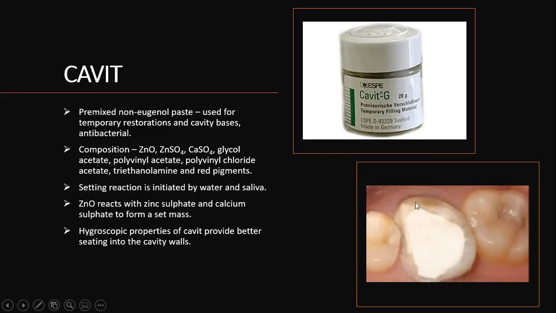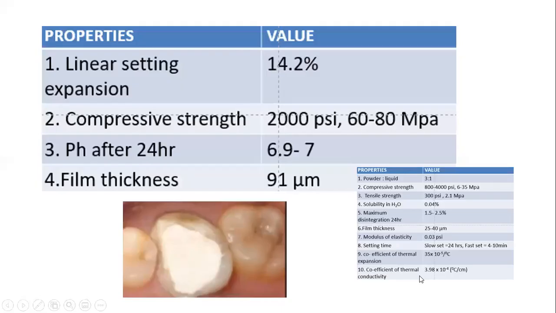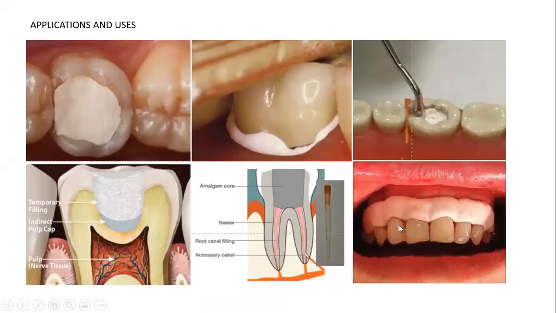So here you can see a Cavit restoration, which is used as a temporary filling material in root canal treated teeth. Its properties are: linear setting expansion is 14.2%. The compressive strength of Cavit is similar to the conventional zinc oxide eugenol. pH after 24 hours is 6.9 to 7 and film thickness is 91 micrometers.